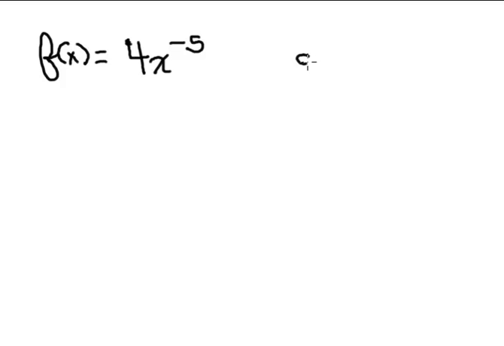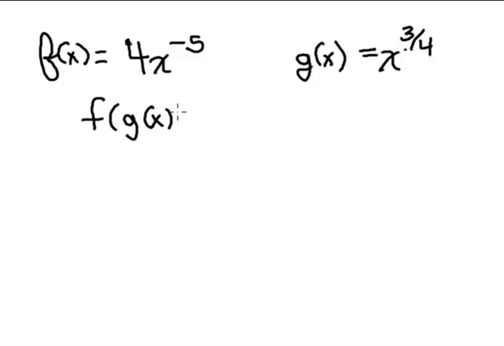This time we'll have f of x equals 4x to the negative 5th and g of x equals x to the 3/4. Let's find f of g of x. I'll start by writing f of x, that's 4x to the negative 5th, and I just write this over here to give myself some more room.